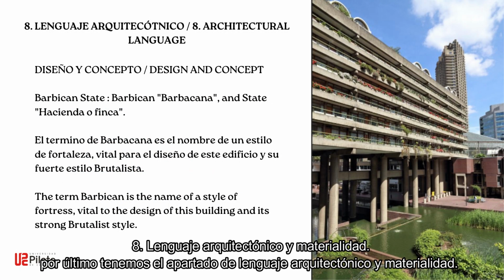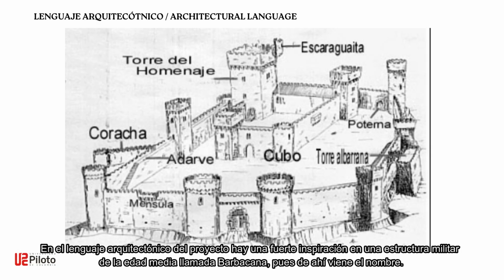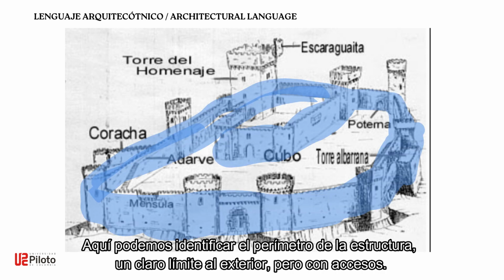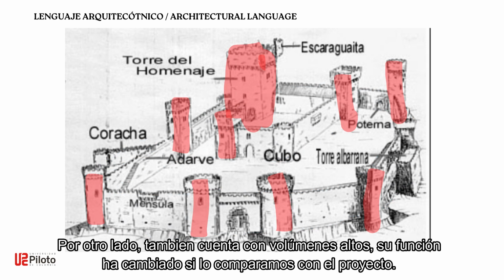8. Architectural language and materiality. And by last, we've got the section of architectural language and materiality. In the section of architectural language, the project counts with a strong inspiration of a military structure from the middle ages called Barbican. It is also the origin of the project name. Here we can identify the perimeter of the structure, a clear limit from the exterior, but counting with access. On the other hand, it also counts with high volumes. Its function has changed along the time if we compare with the project nowadays.